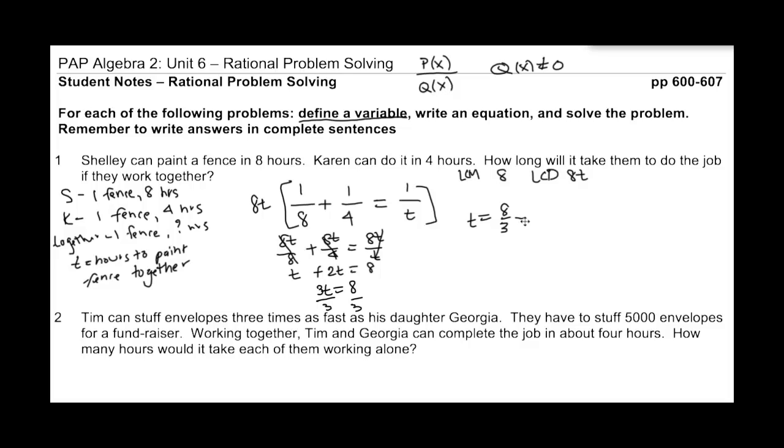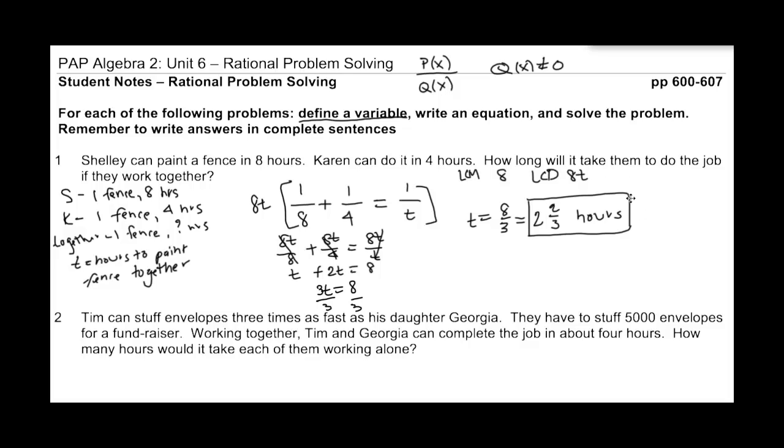Now 8 over 3, if you would prefer to get a better feel for what it actually means, is 2 2/3 hours, and there's that hours giving me the units. Now, in the interest of saving you from looking at my horrible handwriting on this, I will just leave it there with my number and the units and just say verbally how I would write this as a sentence. I could say it will take Shelley and Karen 2 2/3 hours to paint the fence together.